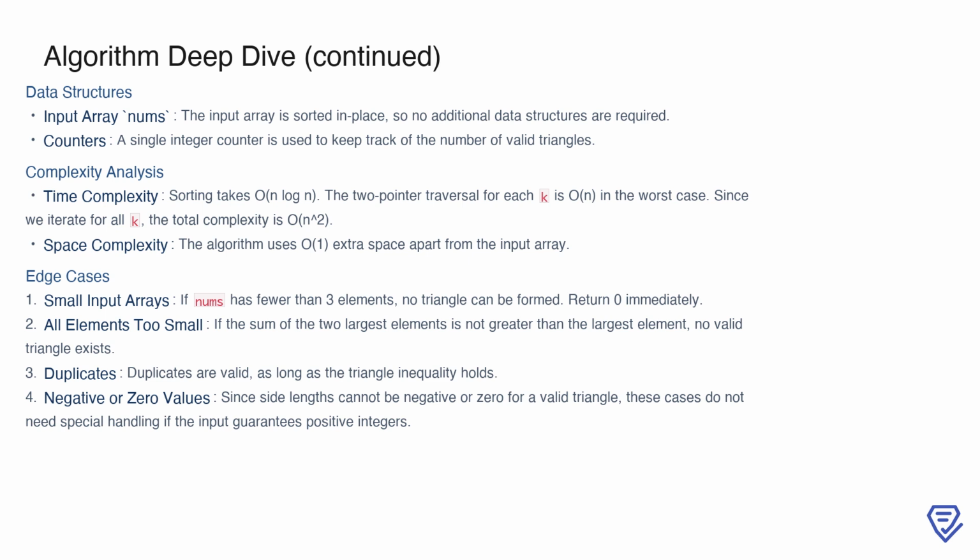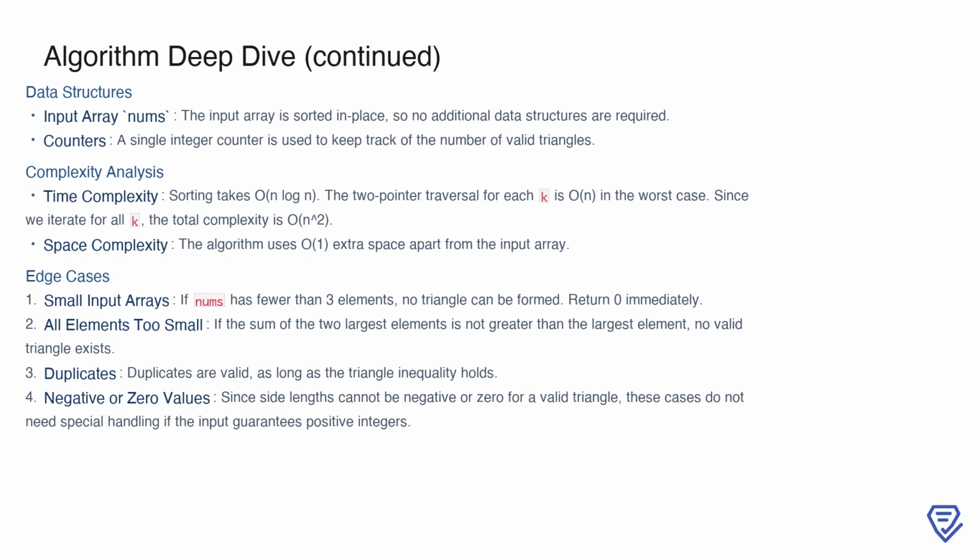There are also some important edge cases to consider. If the input array has fewer than 3 elements, no triangles can be formed, so we should immediately return 0. If the array contains values such that the two largest elements do not satisfy the triangle inequality, no valid triangles exist. Duplicates are acceptable as long as they satisfy the triangle condition. Negative or zero values do not need special handling if the input guarantees positive integers, as they are inherently invalid for triangle sides.